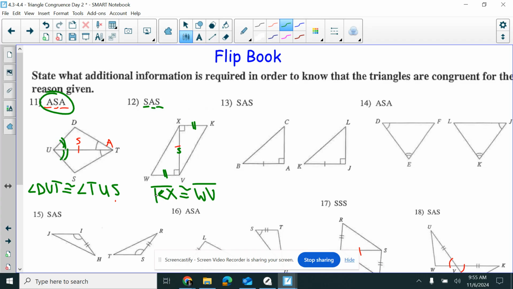When you name a side, you use two letters. Side, angle, side. I have a side, I have an angle, I'm missing the second side. So I need this side to be congruent to this side. CA needs to be congruent to LJ in order for this one to work. So you're just looking, based on the statement, at what's missing, is a side or an angle missing, and then just write down the congruent statement for that missing piece.